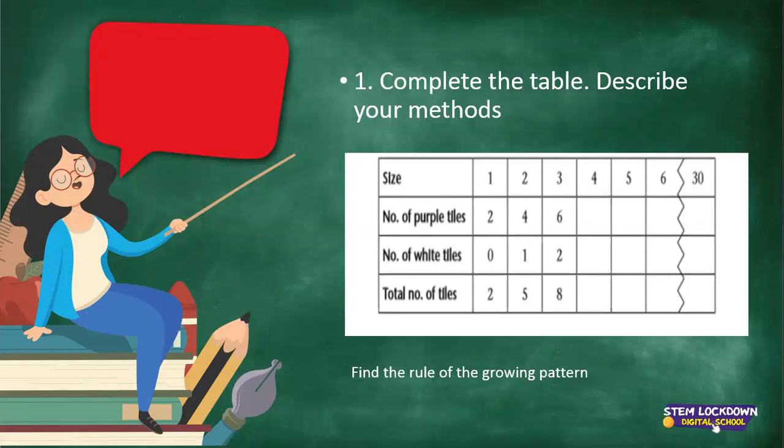All right, so on size 2, you add your 2 numbers, 4 purple tiles plus 1, and then you have 5. On size 3, you add 6 purple tiles plus 2 purple tiles, you have 8. So for size 4, 8 purple tiles plus 3, you have 11. Now for size 5, we had 10 purple tiles, and for white we'll have 4, right? And then you have your number 14 for total.